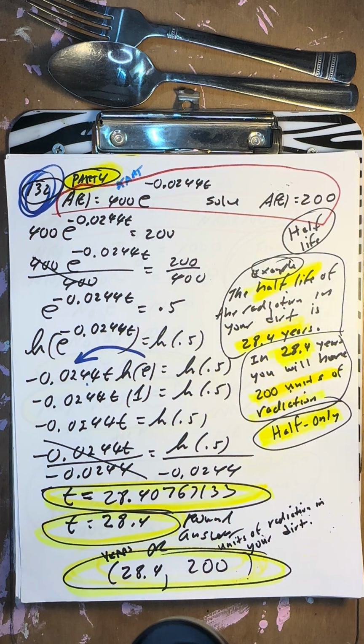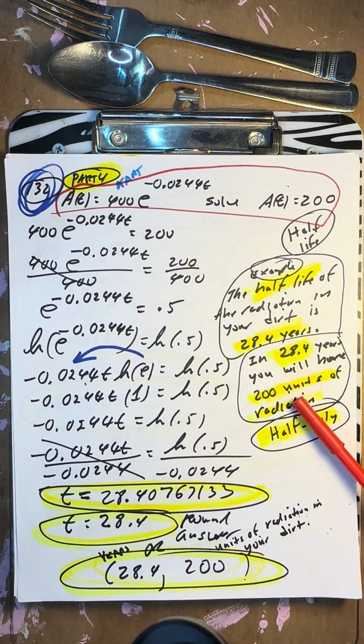So you started with 400 units of radiation in there, and the half, that's the half-life. The half-life of the radiation in the dirt is 28.4 years. Or in 28.4 years, you will have 200 units of radiation, not 400, but 200. And that's half only right there. Okay?